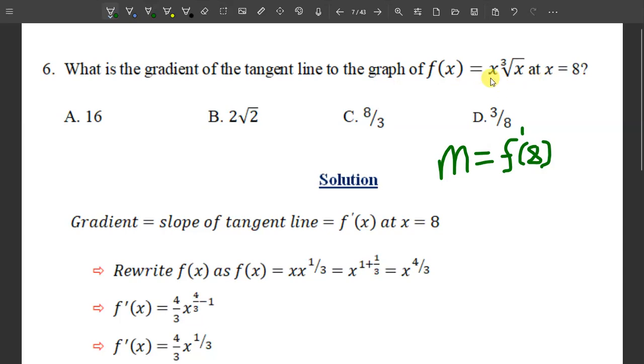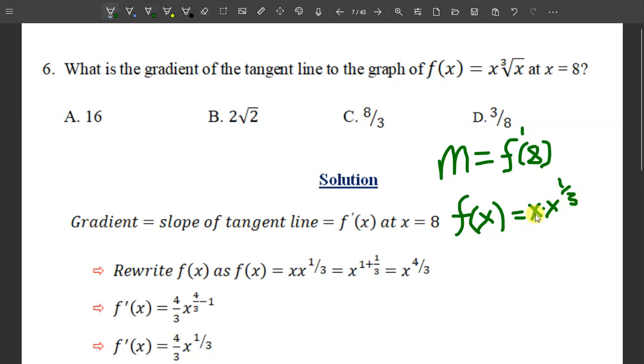Now let us begin. Let us differentiate this function f of x. Since our f of x is equal to x times the cube root of x, we need to apply either the product rule of derivative or rewrite this function as such. We need to rewrite this function as f of x is equal to x times x to the power of 1 over 3, since the cube root of x can be changed into exponent form. We can remove the radical as such.